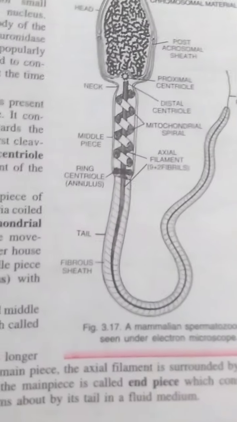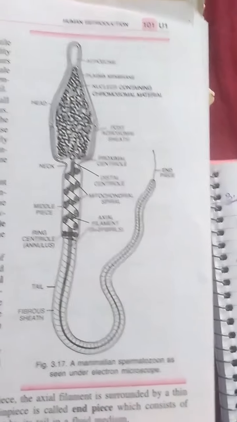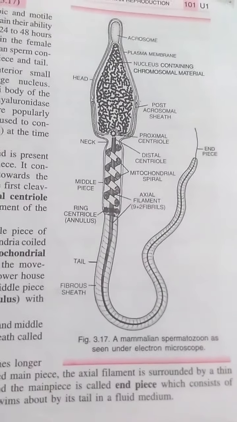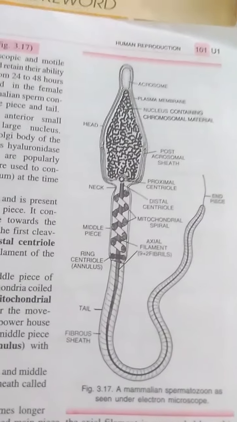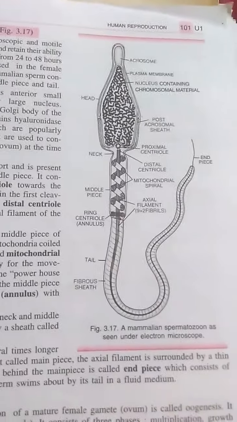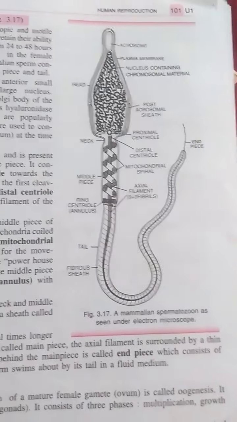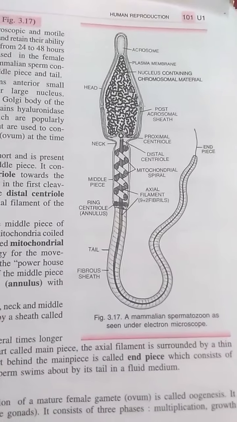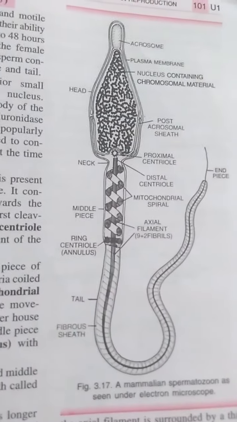And then comes the last part, that is the tail. From here to here, this is the tail. Tail is several times longer than the head, right? And its main function is to help the sperm in motility. It helps the sperm to move in a fluid medium, right?